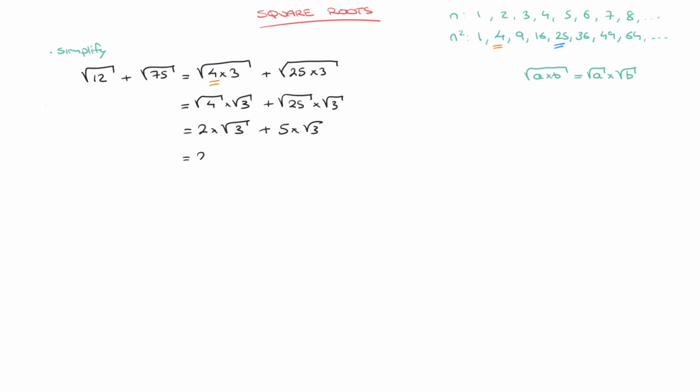And so now we see that we have 2 root 3 plus 5 root 3. And since in both cases here we have a square root of 3, we can gather those terms and say that that's equal to 7 root 3. And that's that expression simplified.